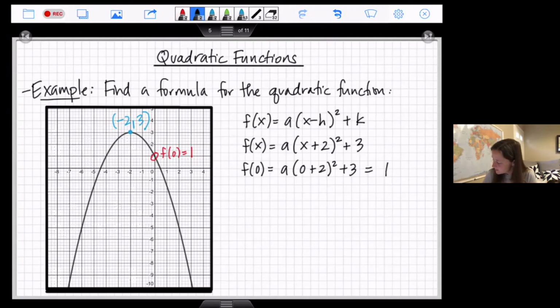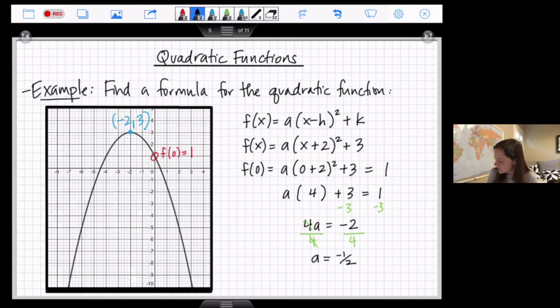Right, so let's simplify this a little bit. I'm going to do 0 plus 2 is 2, squared is 4, so a times 4, plus 3 equals 1. Subtract 3 from both sides. That leaves me with 4a, and 1 minus 3 is -2. Then I'm going to divide both sides by 4. And then a, let's see, I can reduce that fraction, right? I can divide by 2 on top and bottom, and I get -1 over 2. So that's the coefficient that I need on the front of my function. And it is negative just like I suspected.